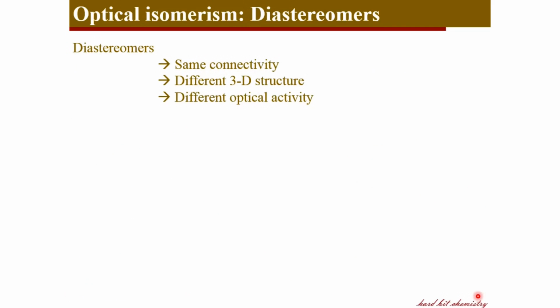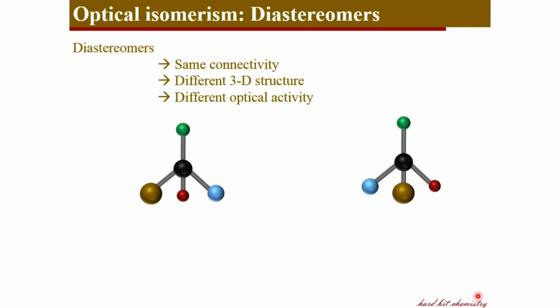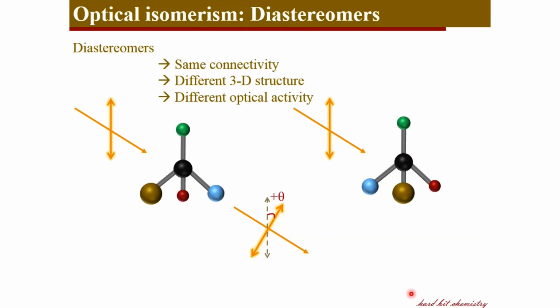And diastereomers, they have same connectivity again but different three-dimensional structure, not necessarily opposite, and possess different optical activity. These two molecules, the first one rotates the plane of plane polarized light, for example through right by an angle theta degree, whereas the second one rotates the plane of plane polarized light through another angle phi degree, that too in the opposite direction to the left. These two are related as diastereomers. So the two diastereomers shown here can rotate the plane of plane polarized light in opposite directions and in different magnitudes.